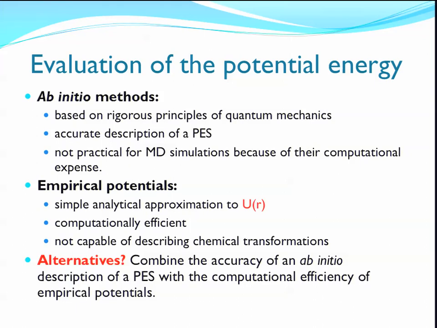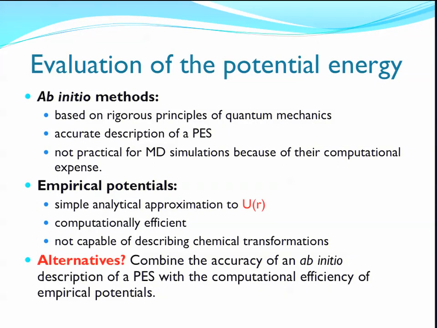Normally, when choosing a computational method for a lengthy molecular dynamics simulation, one faces an efficiency-accuracy trade-off, unfortunately. On one hand, we have ab initio methods, in which electrons surrounding atomic nuclei are described based on rigorous principles of quantum mechanics. These ab initio methods produce an accurate description of potential energy surfaces. However, they are not practical for lengthy simulations because of their computational expense.